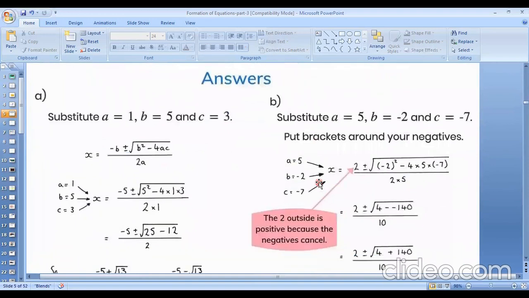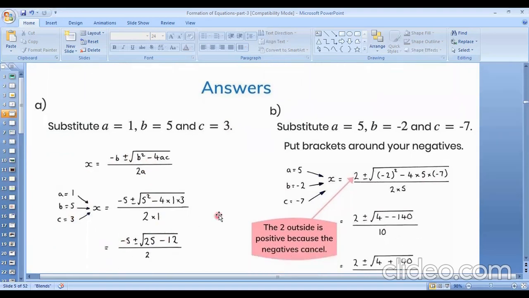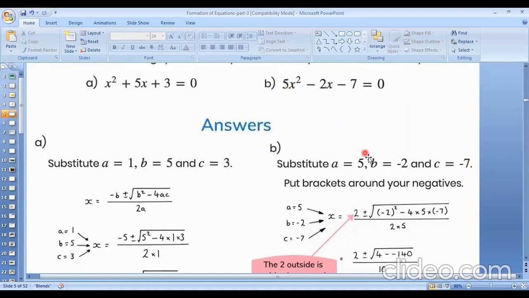I have already discussed. In the first equation, a equals to 1, the coefficient of x square, b equals to 5, and c, the constant term, equals to 3. Just putting in the formula for finding x, we get a, b, c. Putting the values in this, we get the roots of the equation. Similarly, for the second one, a equals to 5, b equals to minus 2, and c equals to minus 7, the constant term.